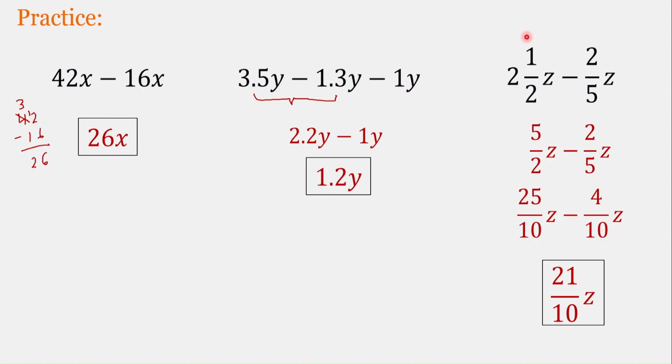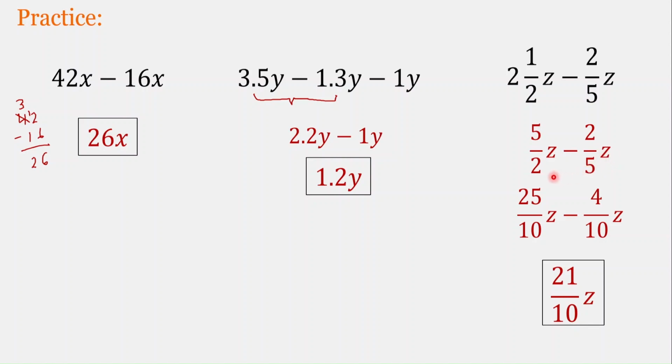So in this third problem, the first step is going to be converting this mixed fraction into an improper fraction. So to do this, we take this whole number part and we multiply it by the denominator. So 2 times 2 is 4. And then we add the numerator. That's 5. So we get 5 in the new numerator. And then we leave 2 in the denominator. So 2 and 1/2 z is now 5/2 z's. And then minus 2/5 z. I'll just bring that straight down.